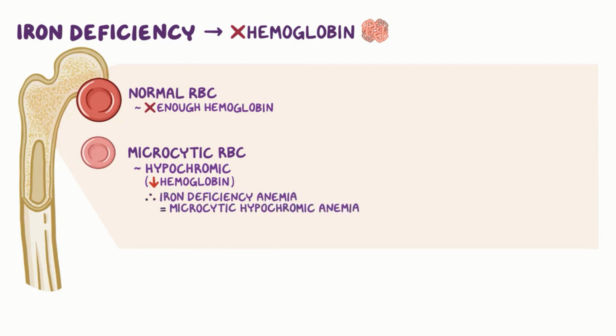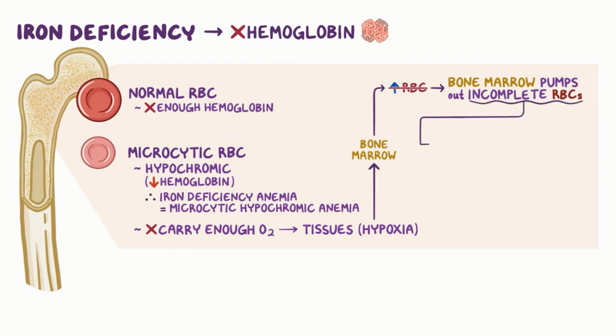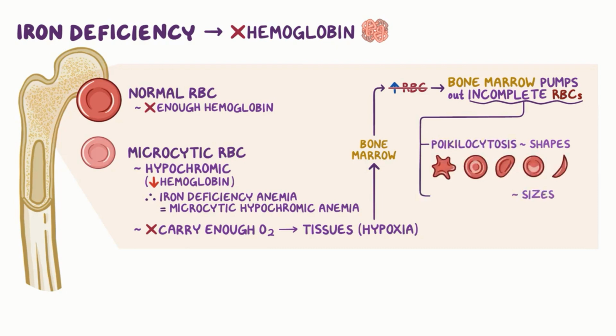Okay, so besides being puny, these microcytic red blood cells can't carry enough oxygen to the tissues, and this is called hypoxia. Hypoxia signals the bone marrow to increase red blood cell production. And when even that increase doesn't help, the bone marrow kind of goes into overdrive and pumps out incompletely formed red blood cells. As a result, red blood cells of various shapes, called poikilocytosis, and sizes, called anisocytosis, enter the circulation.